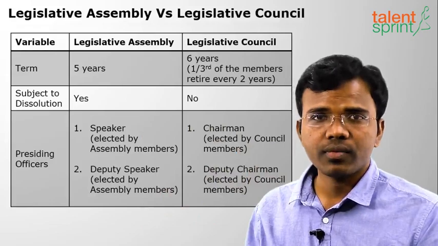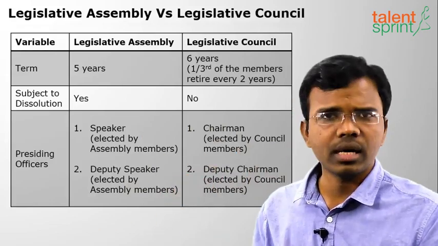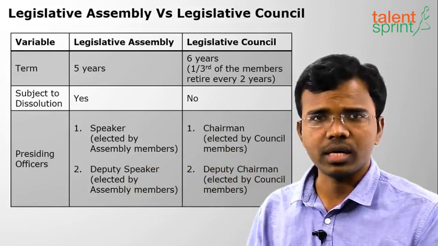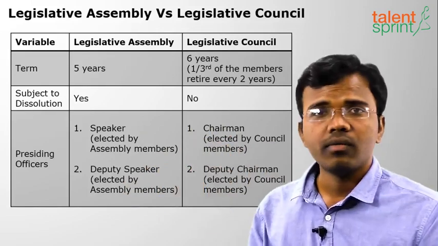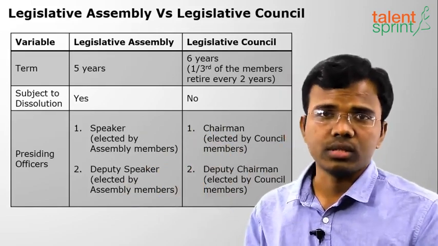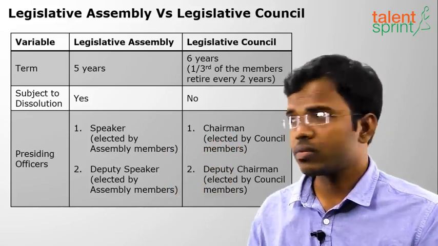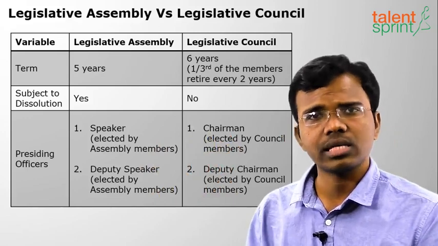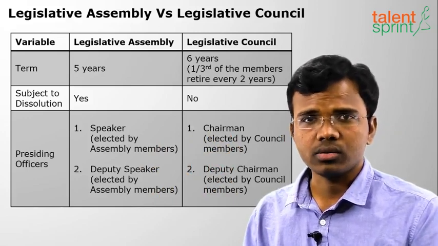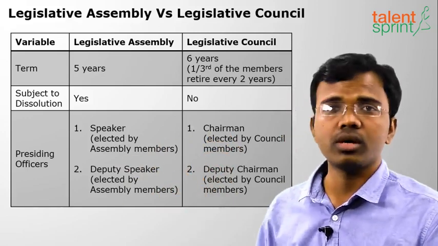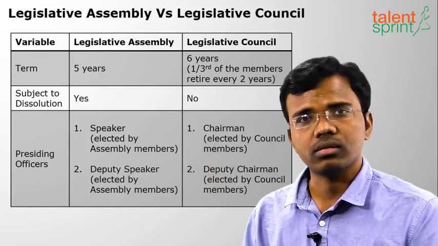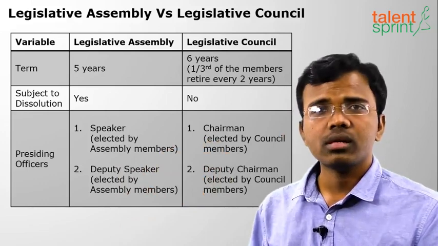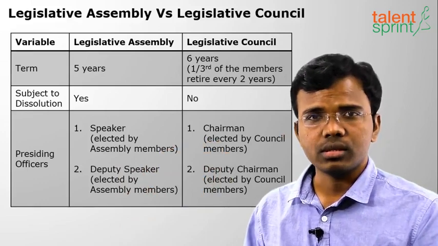The term of office for the assembly is 5 years, same like Lok Sabha, and 6 years for the council, same like Rajya Sabha, and 1/3 of the members will retire every 2 years, same like Rajya Sabha. So that's why the council is a permanent house, same like Rajya Sabha. Rajya Sabha is also a permanent house. So that's why the council is not subject to dissolution, same like Rajya Sabha.